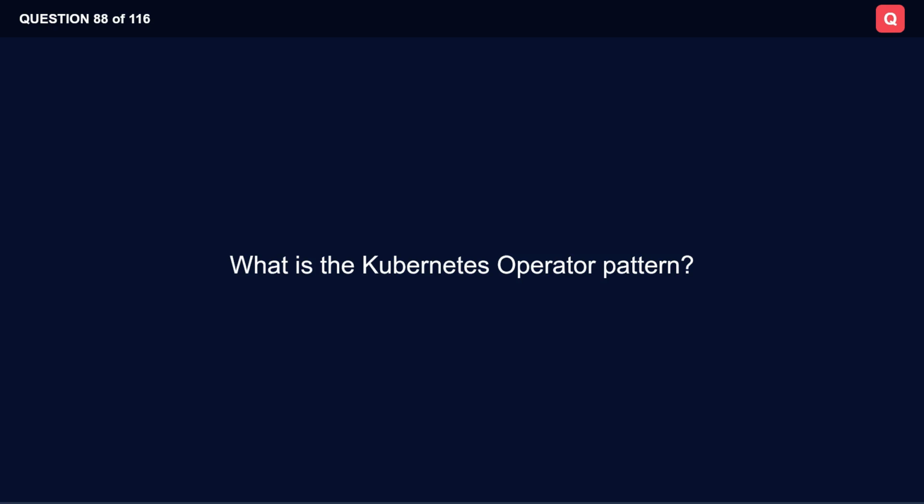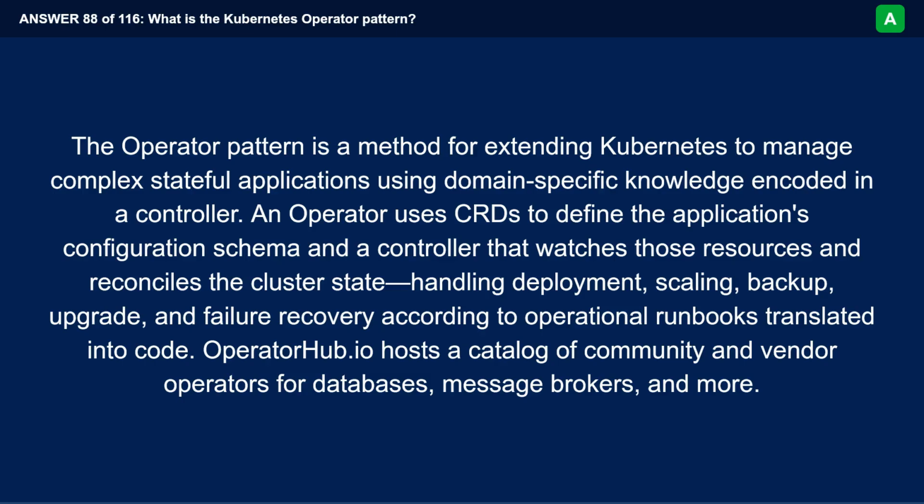What is the Kubernetes operator pattern? The operator pattern is a method for extending Kubernetes to manage complex stateful applications using domain-specific knowledge encoded in a controller. An operator uses CRDs to define the application's configuration schema and a controller that watches those resources and reconciles the cluster state, handling deployment, scaling, backup, upgrade, and failure recovery according to operational runbooks translated into code. OperatorHub.io hosts a catalog of community and vendor operators for databases, message brokers, and more.